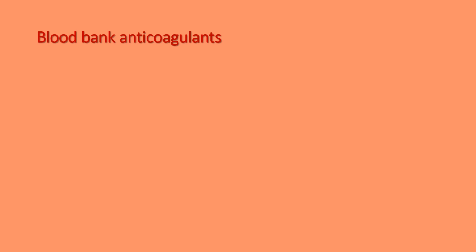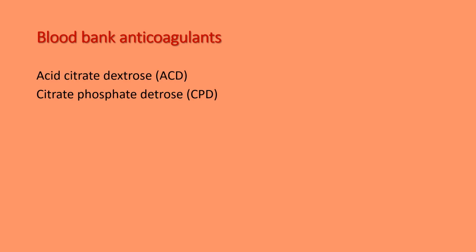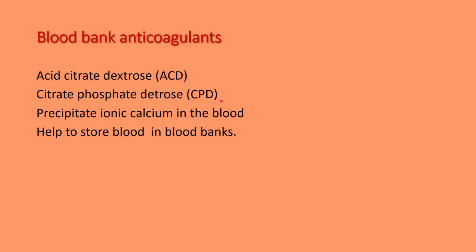Blood bank anticoagulants are used to store the blood before blood transfusion. The most commonly used blood bank anticoagulants are acid citrate dextrose, that is ACD, and citrate phosphate dextrose, CPD. These precipitate the ionic calcium in the blood and help to store the blood in the blood banks. Usually in the blood bank they store the blood for 3 to 4 weeks.